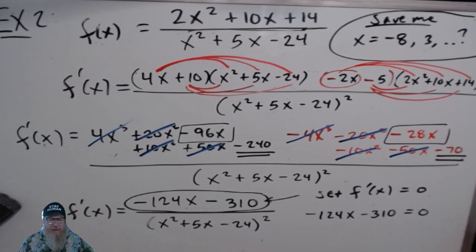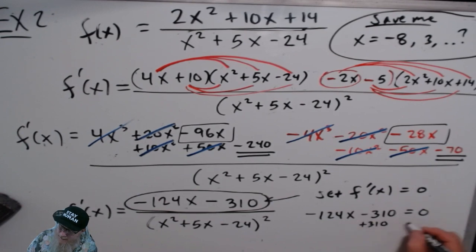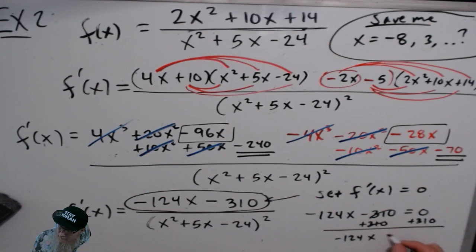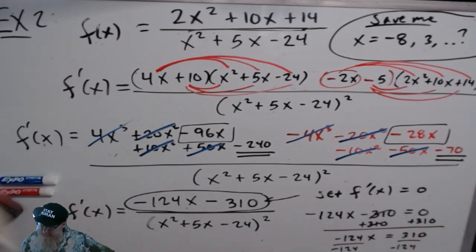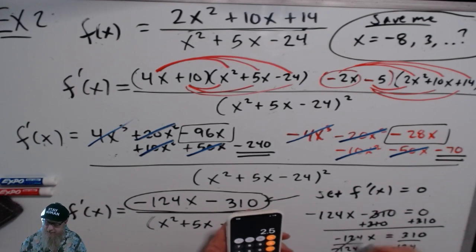Okay. Just double checking all my signs. Everything looks good. If there's a mistake, you want to find it now. So we're going to add 310 to both sides. You could probably do this part with mental math. And then divide by negative 124. So 310 divided by 124 is 2.5. Negative 2.5.